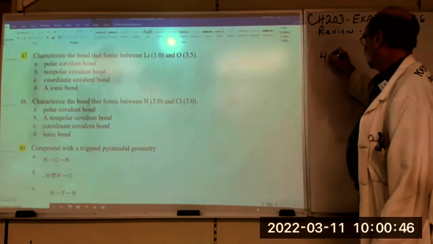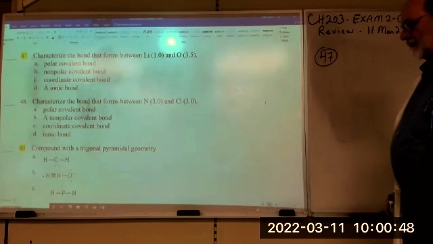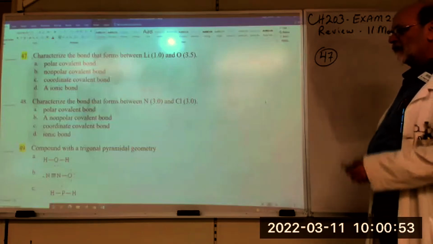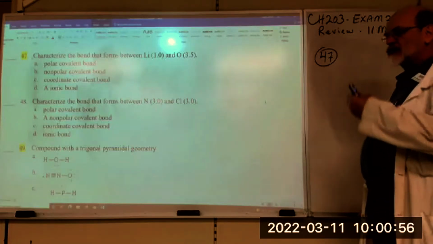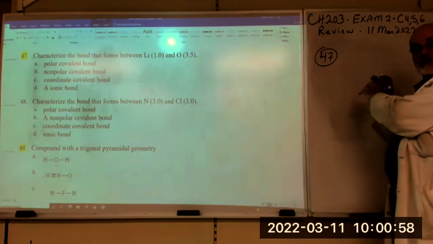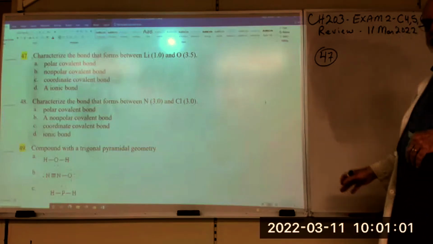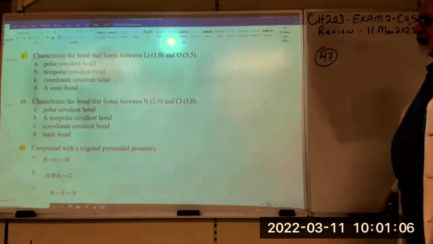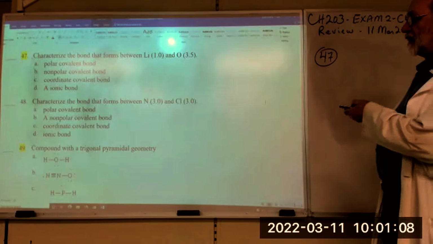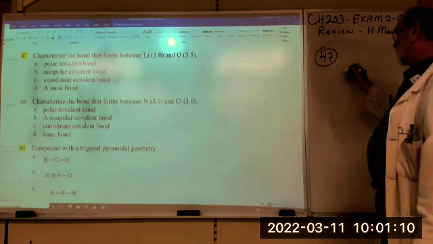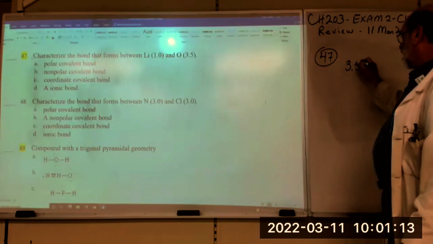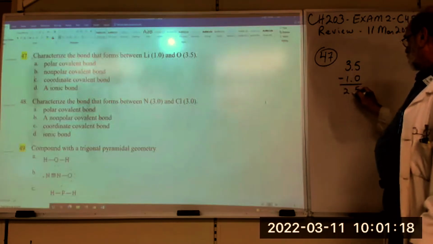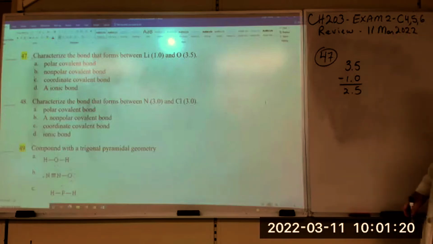47. We do have some diagrams, but you don't have to draw any yourself, unless you need to do like we're doing to deduce the answer. But you don't have to present drawings as answers to questions. Characterize the bonds that form between lithium and oxygen. So that would be 3.5 minus 1.0, which is 2.5. That's definitely ionic.